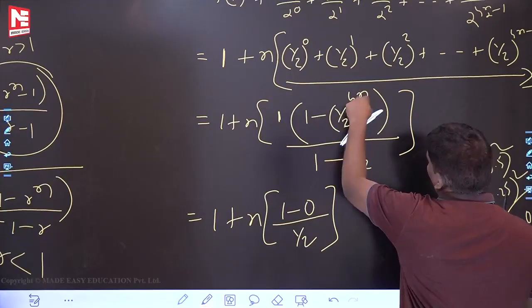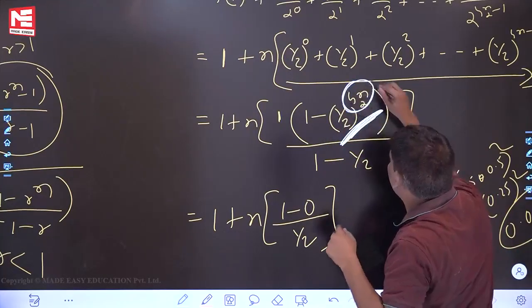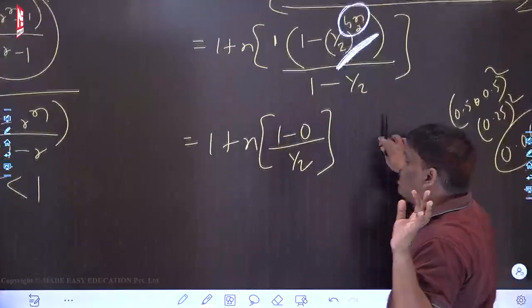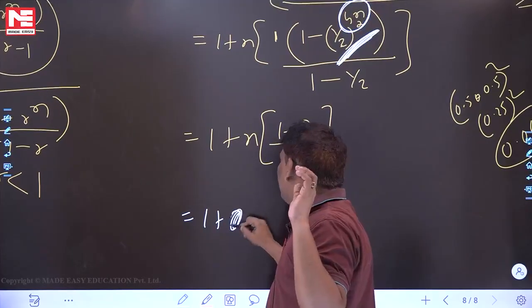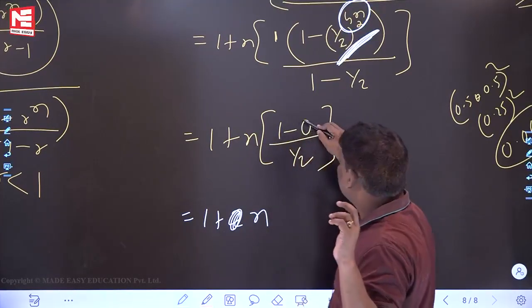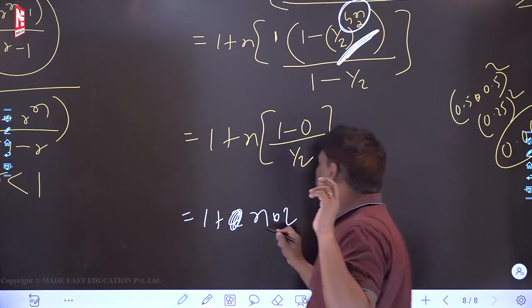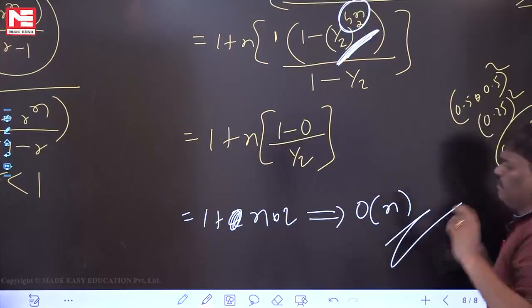If you square it, if you cube it, the value decreases, because you are doing it so many times. Function means what? So many times you are doing. This value almost becomes 0. This final answer, if you observe, what is the answer? 1 plus n into, 1 by 1 by 2 means 2, which will become 2n. Answer is big O of n.